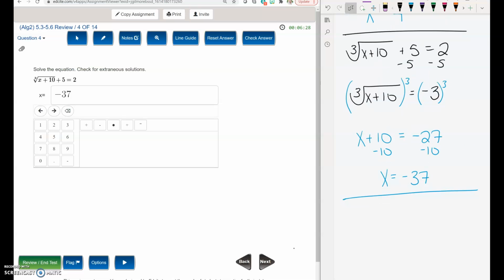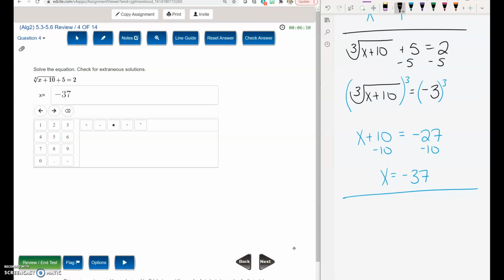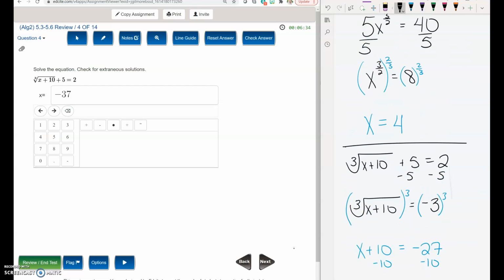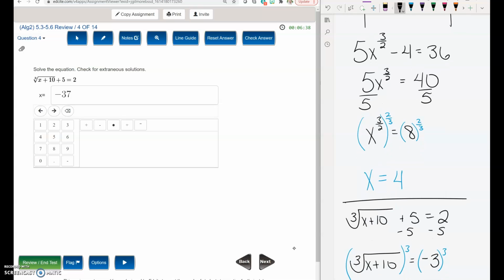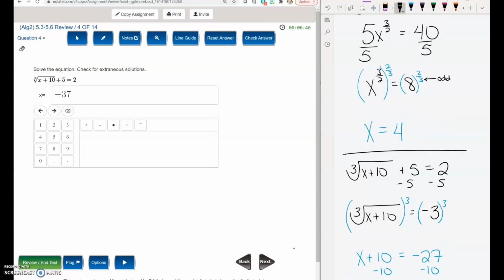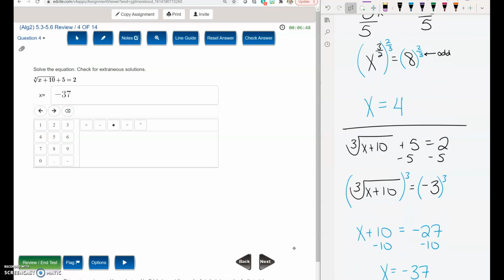Usually if you get one solution like this and it's a cube root problem, I'm not suspicious of those answers. The first one that we did had the exponent of 2/3. The bottom number of that exponent was odd, which makes me not suspect this. Now, if you raise both sides to an exponent and the denominator is even, that's a red flag. You should check that solution.